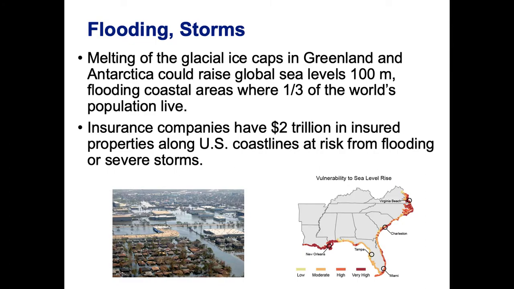So the melting of glacial ice caps in Greenland and Antarctica could raise the global sea levels 100 meters. So hopefully not all of that ice would melt. That probably would not happen in any of our lifetimes, but it could happen eventually. Insurance companies are really concerned about this, and they're not insuring. They're not giving out a lot of flood insurance anymore, especially if you live on the coast. And so this shows the vulnerability to sea level map, and you can see the entire state of Louisiana is red in the very highly vulnerable level. And there are some parts of the coast that have lower vulnerability, and some parts that have higher.